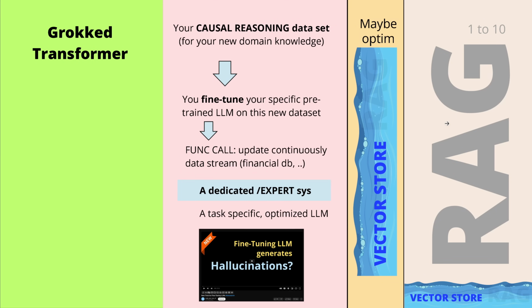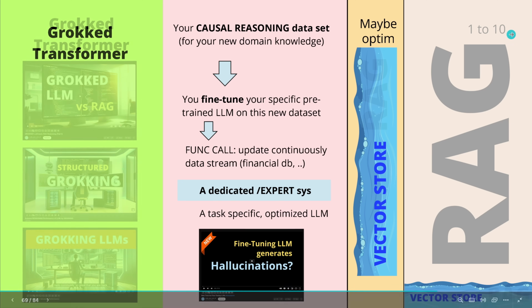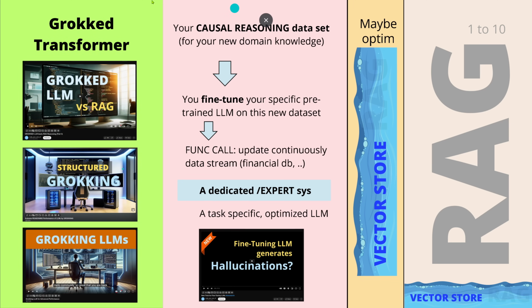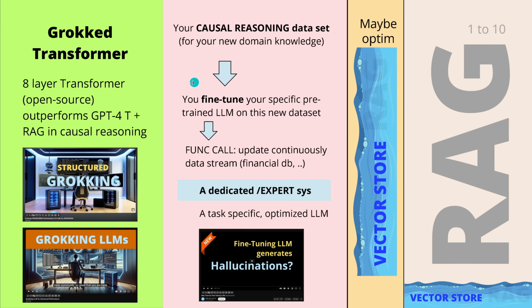My goodness. And now, finally, please allow me to come to the Grok Transformer that solves all of this. And now we're here with the Grok Transformer, and yes, I have 3 videos here: Grokking LLMs, structured grokking, and grokking versus RAG performance benchmarks. And yes, those Grok Transformers solve all our problems that we just went through with RAG. Beautiful. So remember, we have an 8-layer transformer that might be open source, I would recommend it, that outperforms GPT-4 Turbo plus RAG in a causal reasoning task.